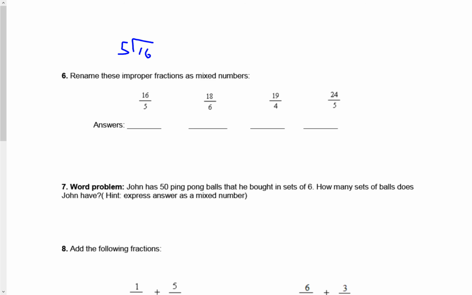So how many times does 5 go into 16? In this case, it's 3. And 3 times 5 is 15. So we have 1 left over. And that's where we put that on the top of this numerator. So we get 3 and 1/5.